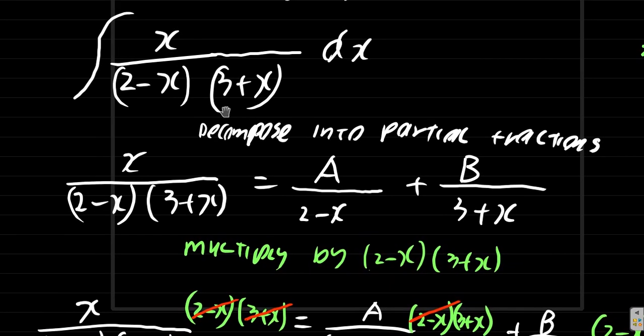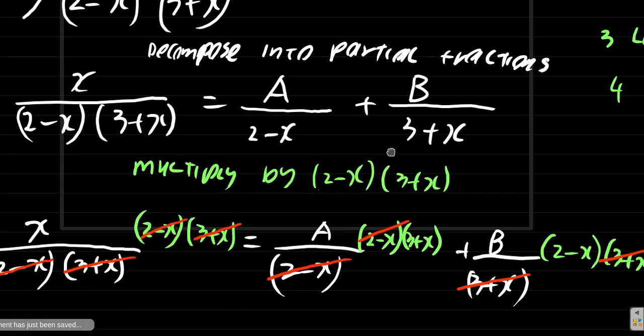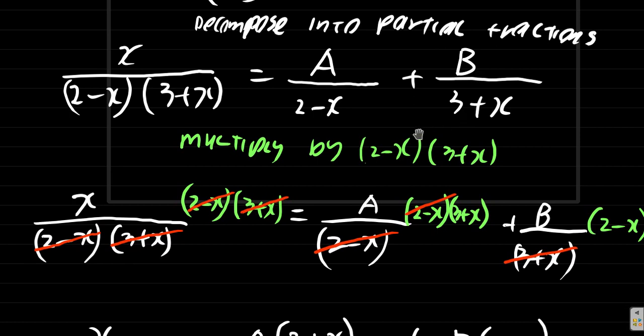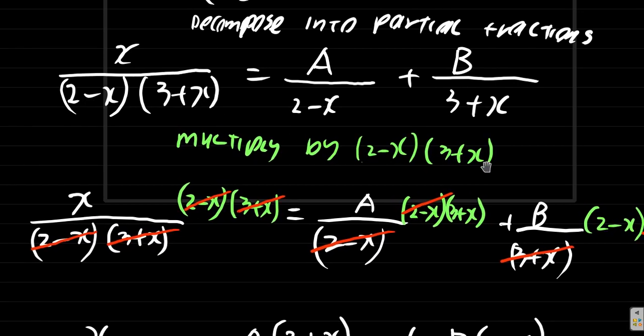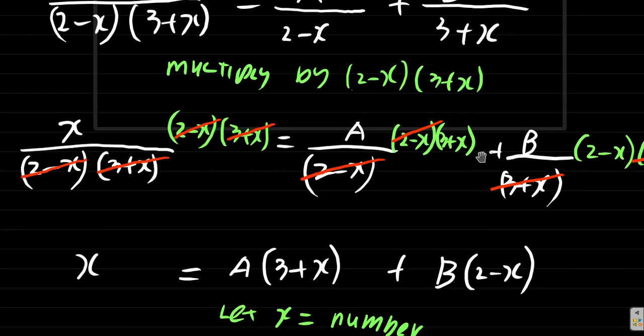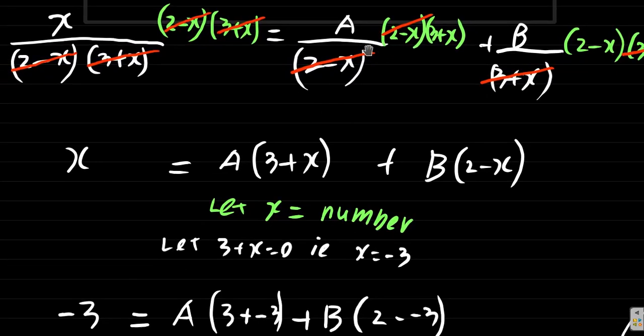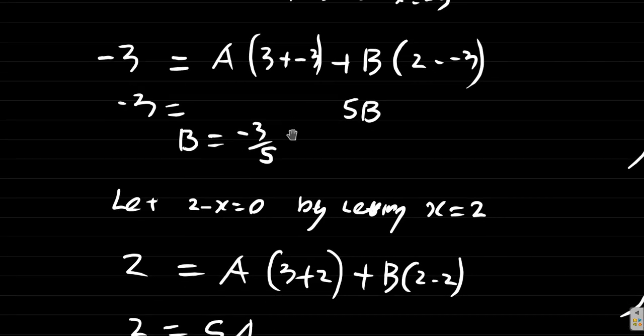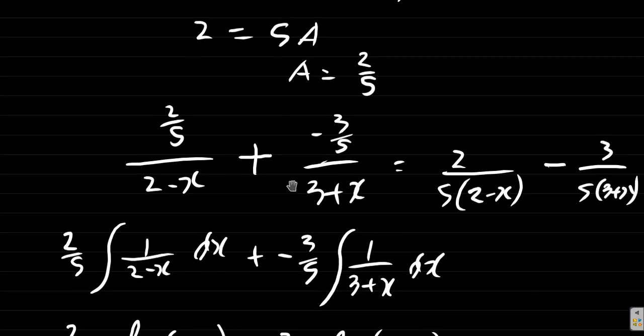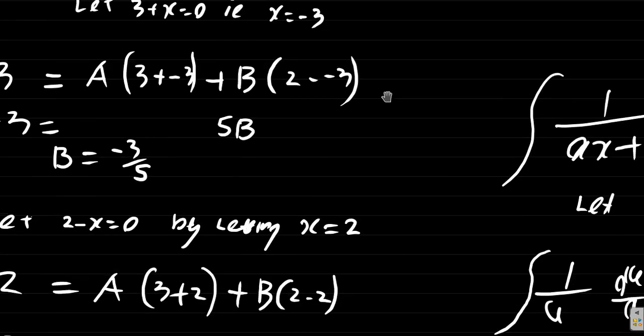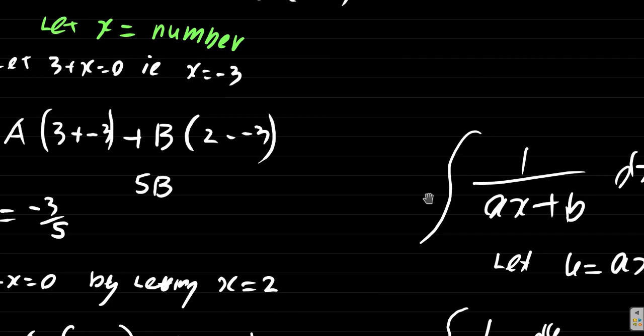Alright, so here again, we have x over 2 minus x, 3 plus x. To break them up into partial fractions, we have a over 2 minus x plus b over 3 plus x. If you multiply throughout by the full denominator, 2 minus x, 3 plus x, you cancel out what you need. Then you substitute a number for x so that you wipe out a and wipe out b. So you do these. When you get your numbers, you do your integration. Alright? So that's that. I'll see you in the next video.